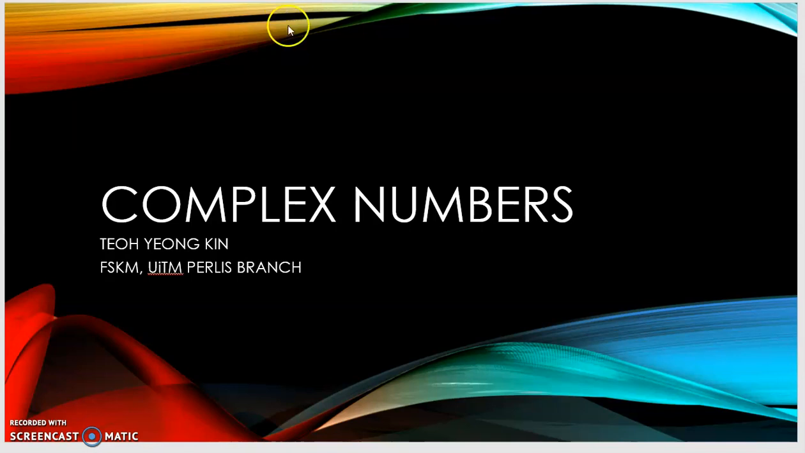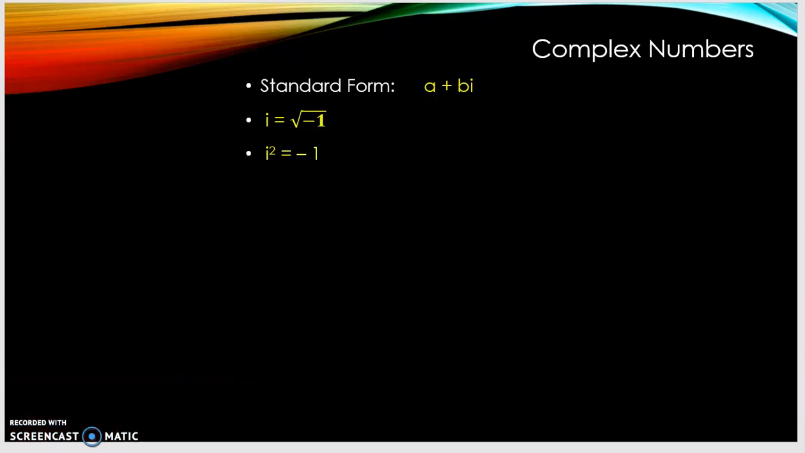In this video, we will look at complex numbers. So first, complex numbers. The standard form of complex numbers is a plus bi, where a and b are constants and i is the imaginary part. What is i? i is equal to the square root of negative 1. So i squared is equal to negative 1.